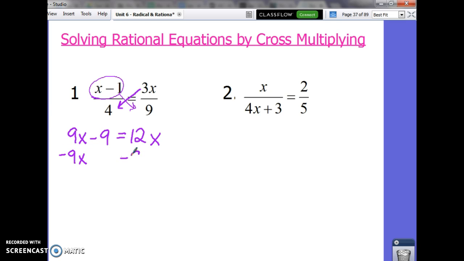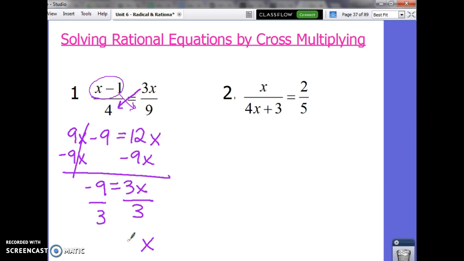So I'm going to subtract 9x from both sides. So I've got negative 9 equals 3x. Then we're going to divide both sides by 3. So x equals negative 3. And just like with any other equation, you can always plug back in to make sure that works.